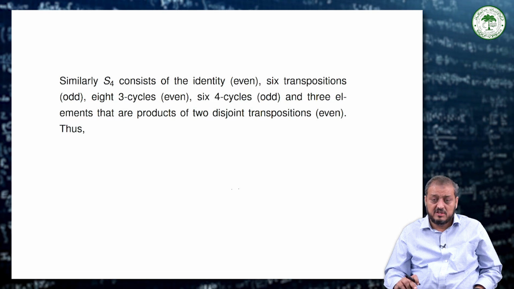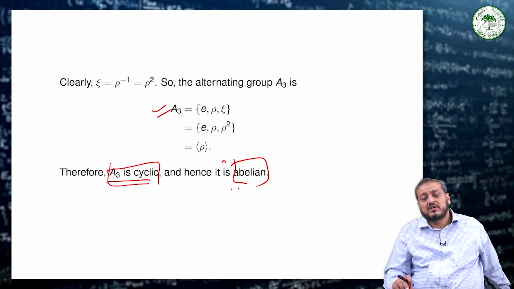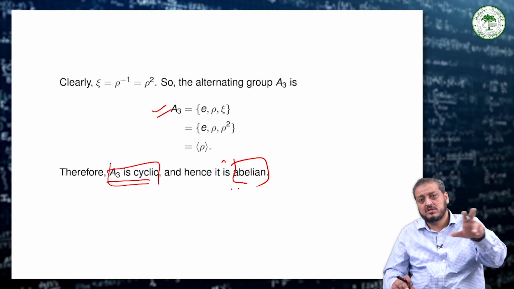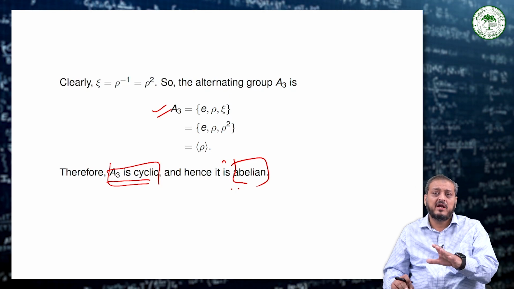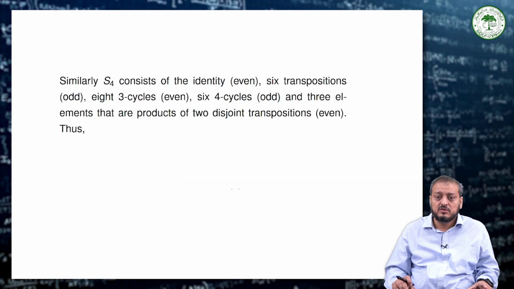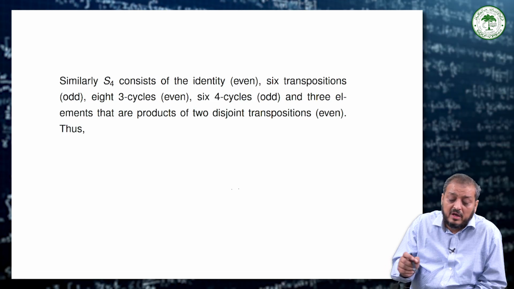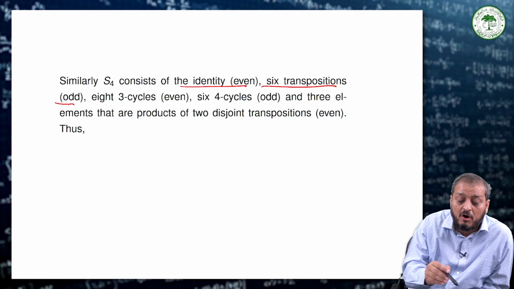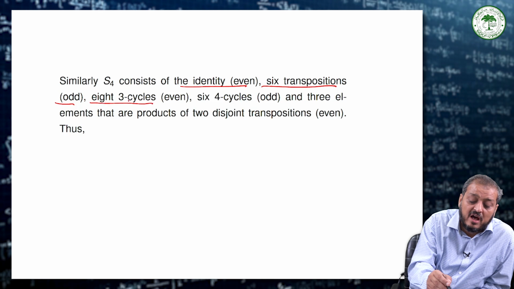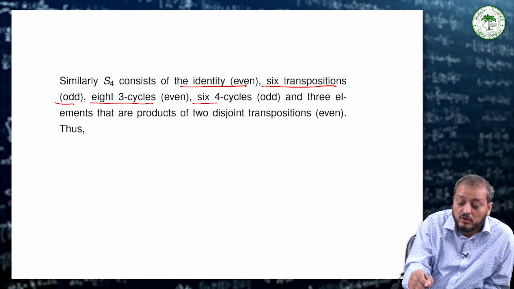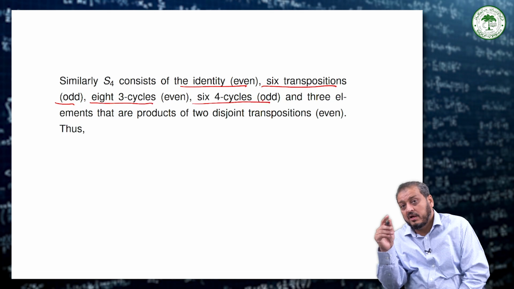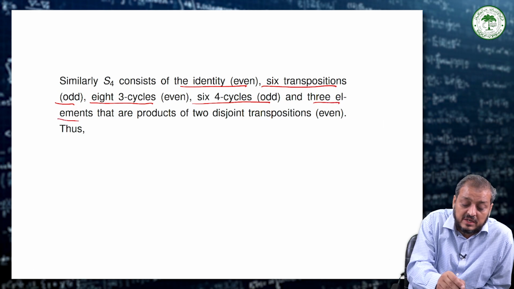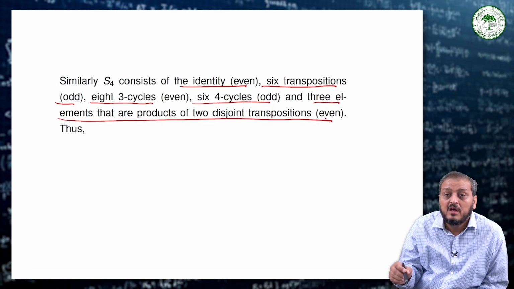So, we have to show this with one example. In the previous class we discussed S4, the square, and then the dihedral group D4. So, similarly we have to write S4. S4 consists of the identity, which is even, 6 transpositions, which are odd, 8 three-cycles, which are even, and 6 four-cycles, which are odd, and 3 elements that are the product of 2 disjoint transpositions, and those are even.